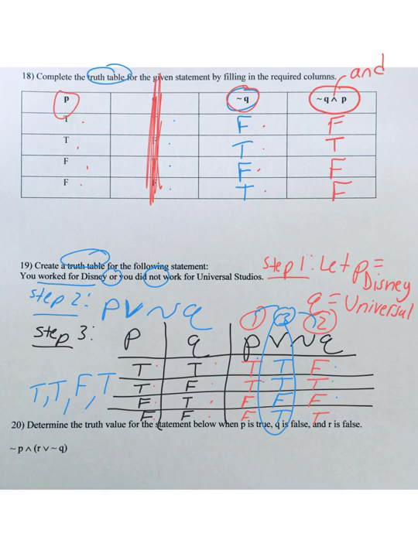Question 20, determine the truth value for the statement below when P is true, Q is false, and R is false. So we don't need to do the whole table. Yay! Truth value, we just simply plug in what they gave to us. Notice the end of the sentence, they tell you what to plug in. They tell you that P is true, Q is false, and R is false. So I'm just going to simply plug those in. Kind of almost feels like an algebra expression or equation that you're plugging into.